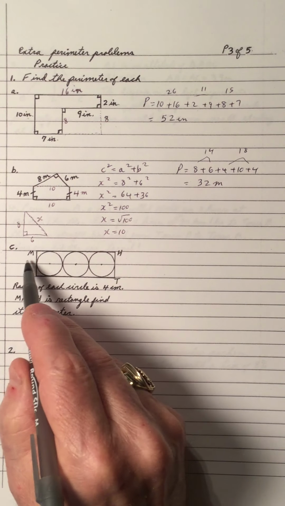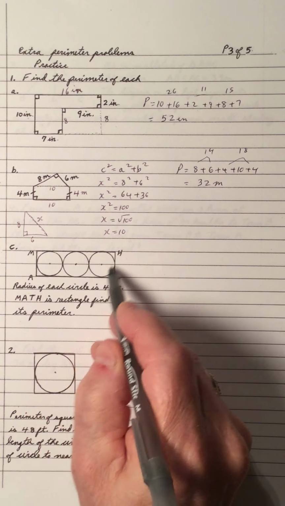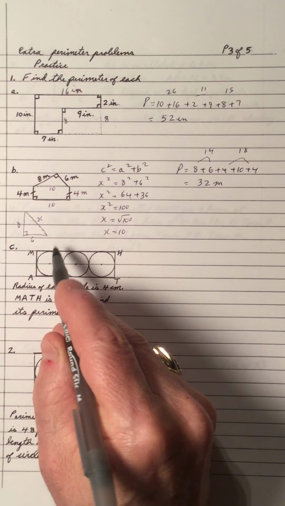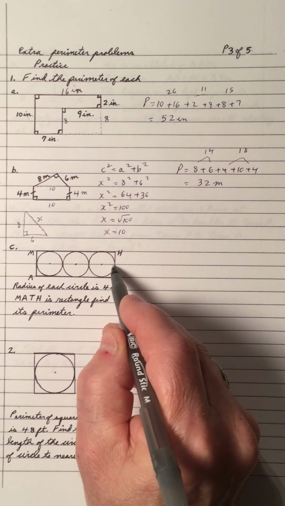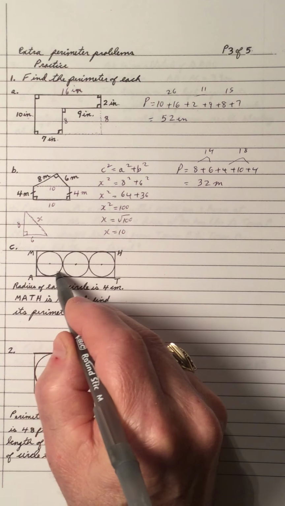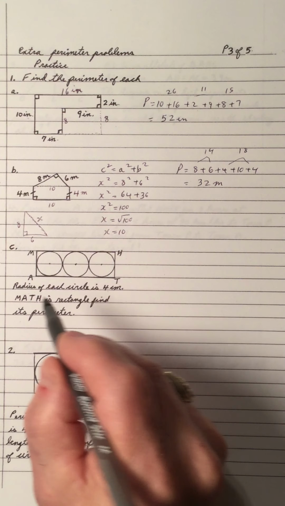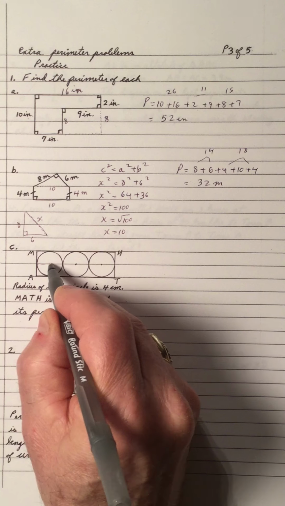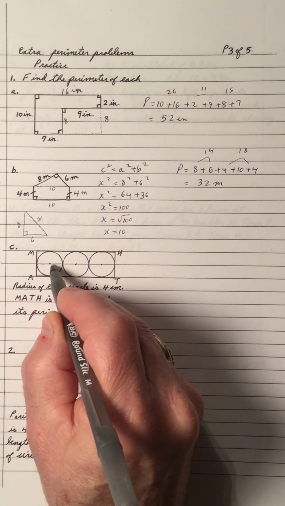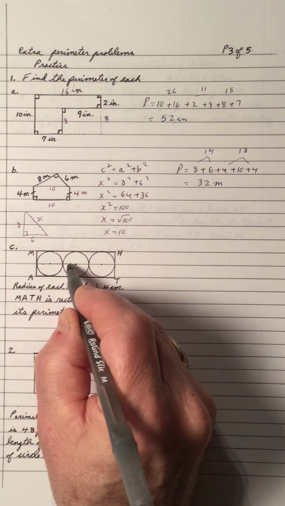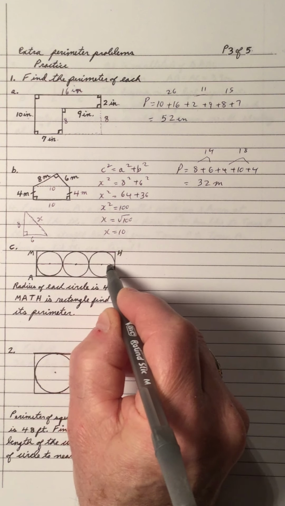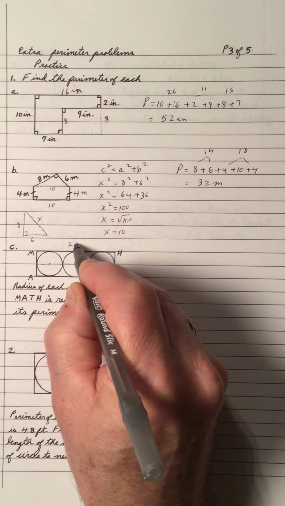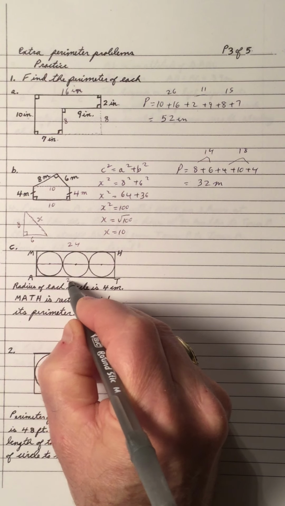C, we have 3 circles inside the rectangle, and the circles are just touching each other, and the circles are just touching the edge of the rectangle. The radius of each circle is 4, so if that's a 4, then that's a 4. That means that this is 8 in diameter. That means that that's 8. That means that that's 8. So if that's 8, 3 8s are 24, so that means the length of this one is a 24, and that's a 24.